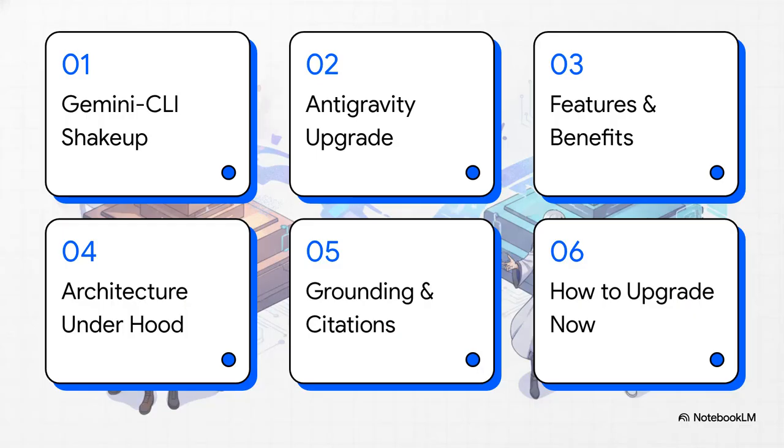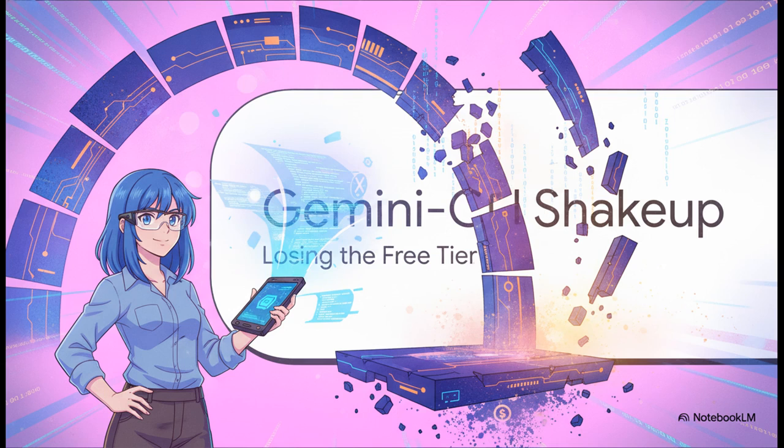Here is our quick roadmap for today. We'll cover the Gemini CLI shakeup, the anti-gravity upgrade, core features and benefits, the architecture under the hood, grounding and citations, and wrap up with how to upgrade right now. Starting with Section 1, the Gemini CLI shakeup, losing the free tier.